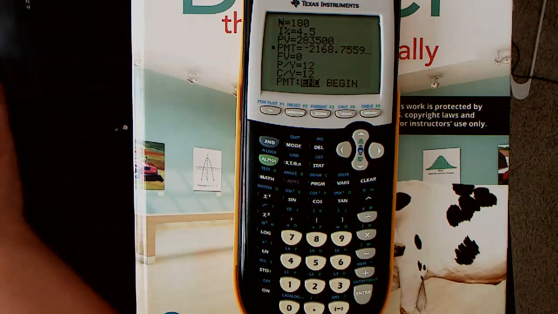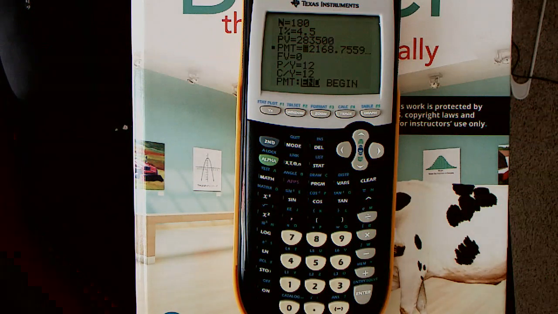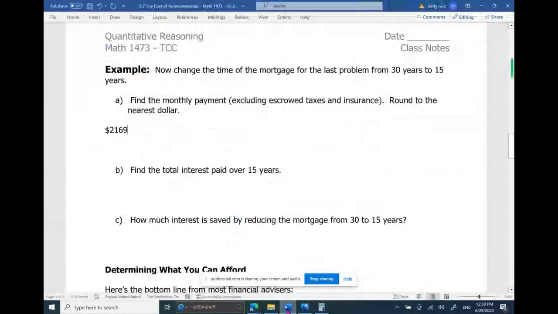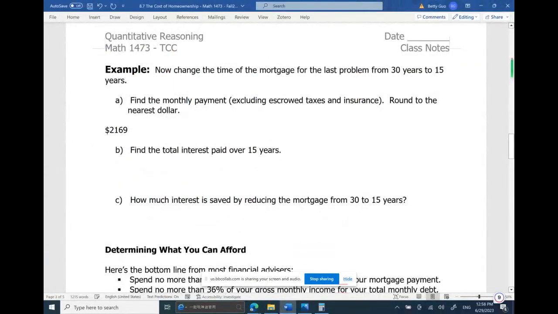Right? And then let's share back. Let's go back to our note. Yeah, so part A, only by fixing some numbers in the app, we get a monthly payment for the same loan, but the time period, the longevity of the loan, becomes 15 years, from 30 years to 15 years. And part B, find the total interest paid.